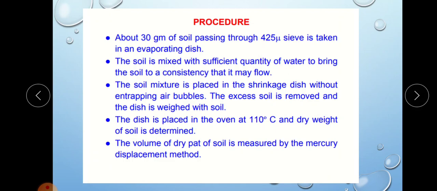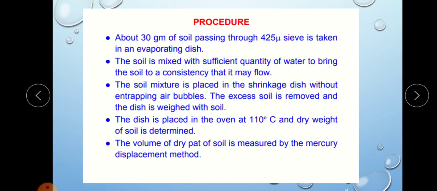So that weight will be the weight of shrinkage dish plus wet soil. Then the dish is placed in an oven at 110 degrees centigrade and the dry weight of the soil is determined. Then again we have to calculate the volume of the dry pat of the soil. That is, after we take this shrinkage dish, the soil will be dry.